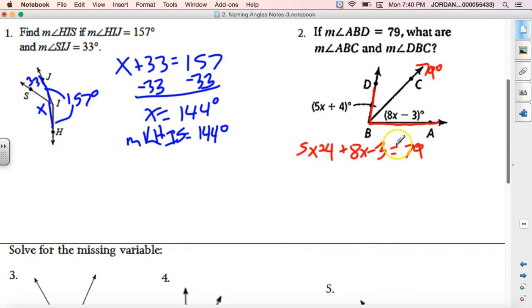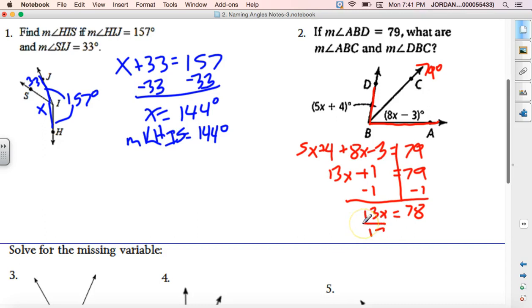So 5x and 8x make 13x. Positive 4 minus 3 is plus 1. So I'll subtract 1. That leaves 13x, and 79 minus 1 is 78. Then I'll divide by 13. And 78 divided by 13 is 6. So x equals 6.